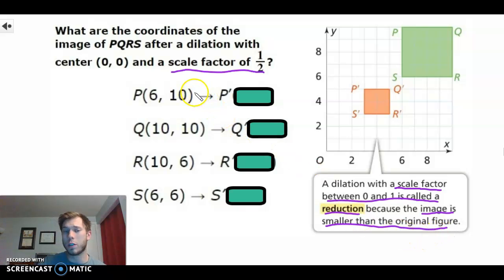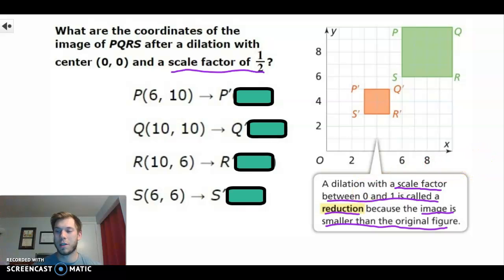So here's your original ordered pairs, P, Q, R, S. I want you guys, on your own, to see if you can figure out what the ordered pairs of the image are going to be. Go ahead and do that now.